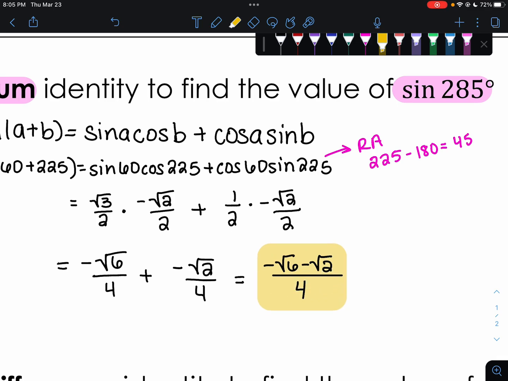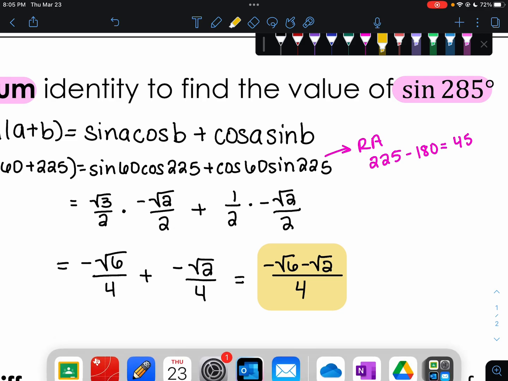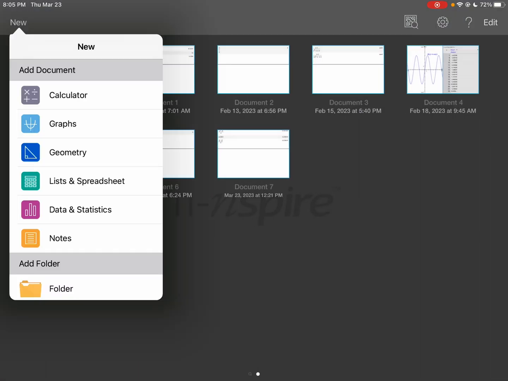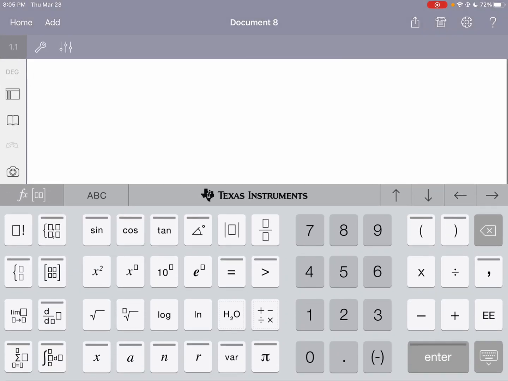So what can we do to check our work? Well, that's where we go to the calculator. And this is to check your work. We're going to add a new calculator screen. We make sure our calculator is in degree mode. And we do sine of the original angle, which was 285. And we get a decimal.